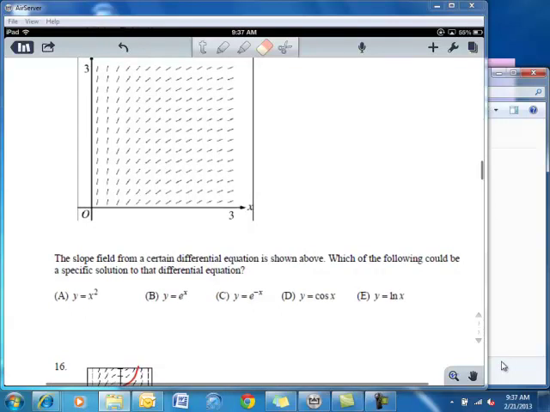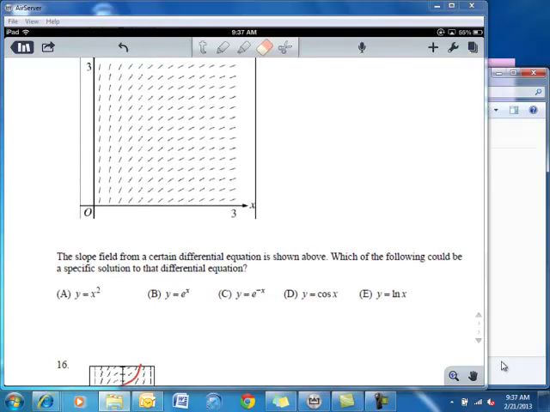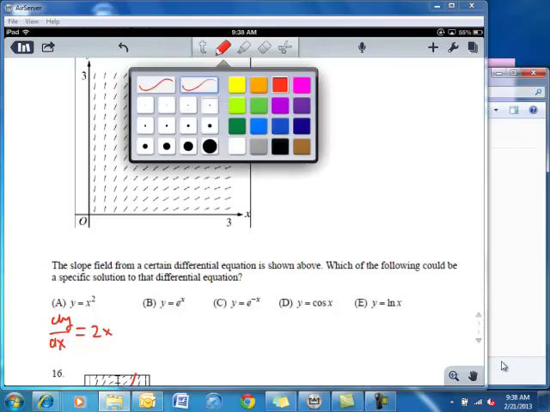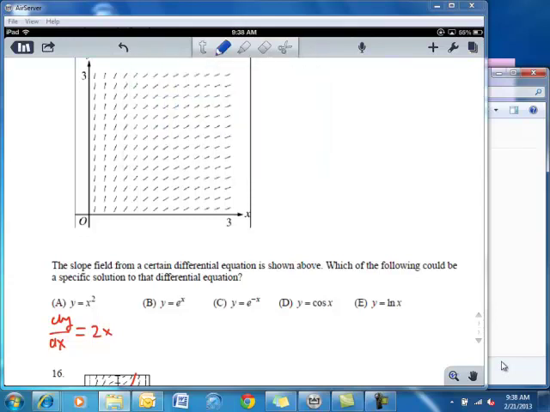Turn each of those functions into differential equations. So how do you turn a function in terms of y into a differential equation? Take the derivative, yeah. So A would be dy dx equals 2x. So let's just stop right there. Let's see if we can get a little comparison going and see if we can decide if A is the correct answer.